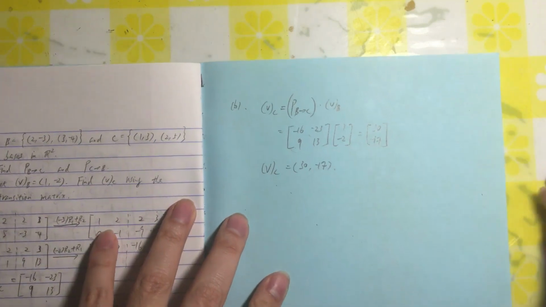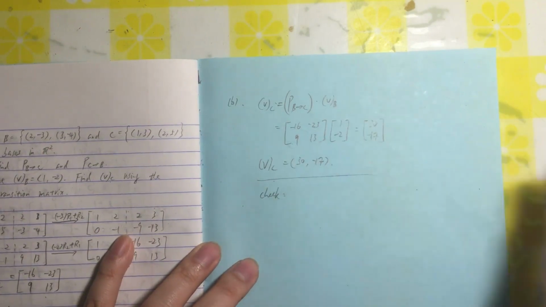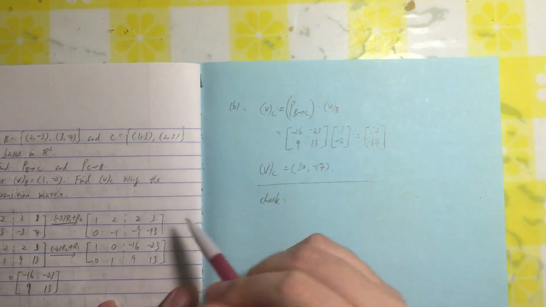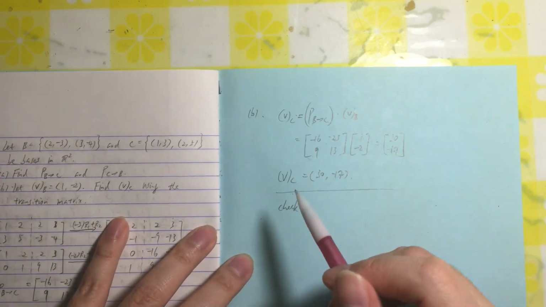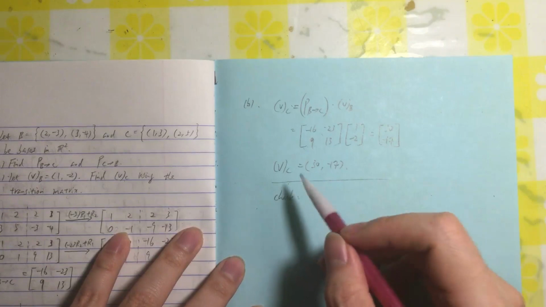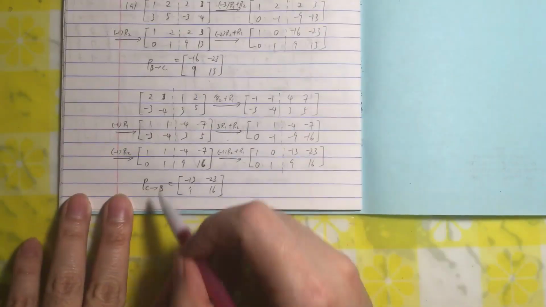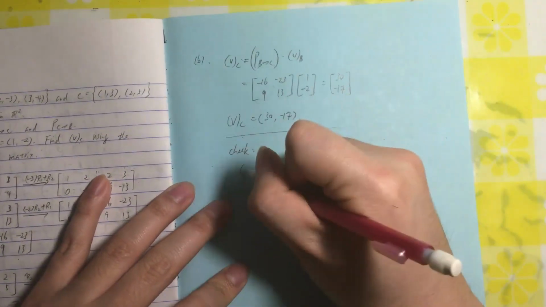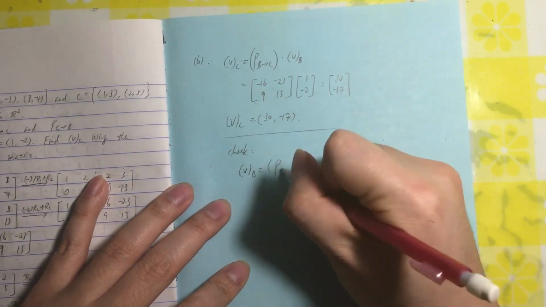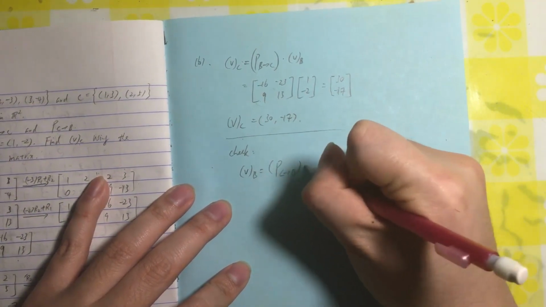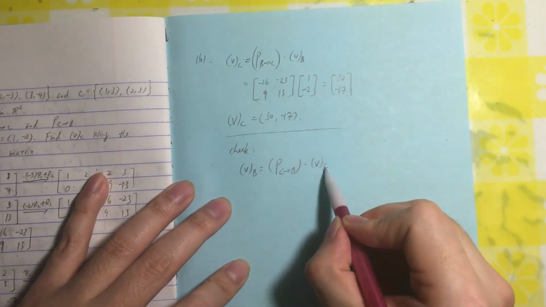Now, how can we check the answer? If we want to check the answer, we can change the coordinate vector back to basis B. So this is a coordinate vector in basis C. If we change it back to basis B, we can use this transition matrix here. For the coordinate vector of V in basis B, I take the transition matrix from C to B times the coordinate vector of V in basis C. When we multiply, we change the basis from C back to B.